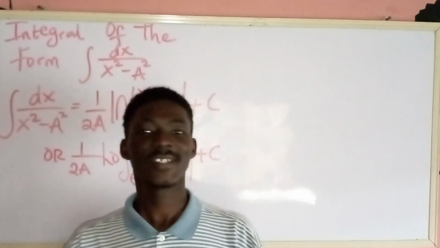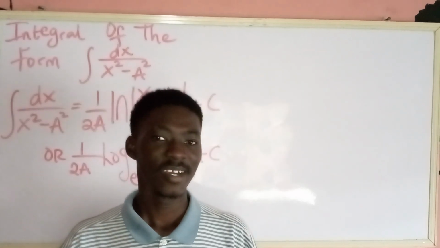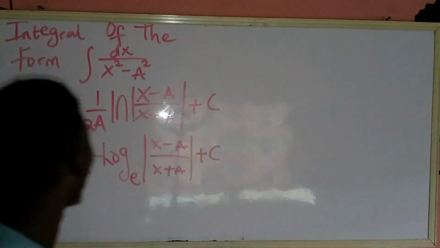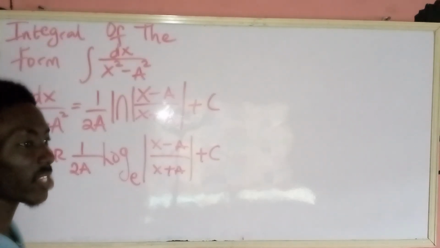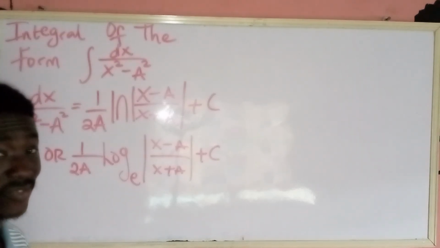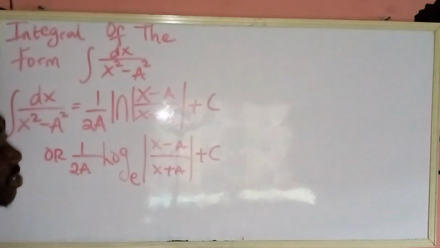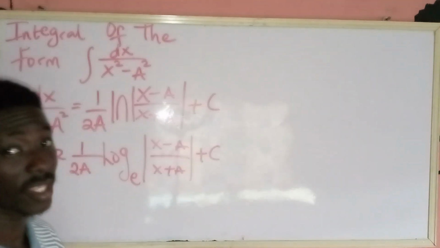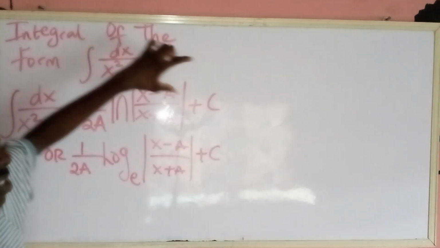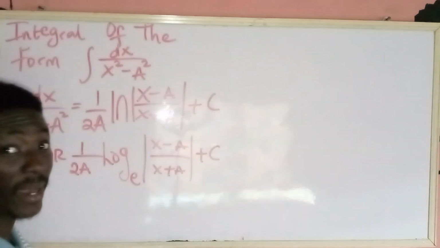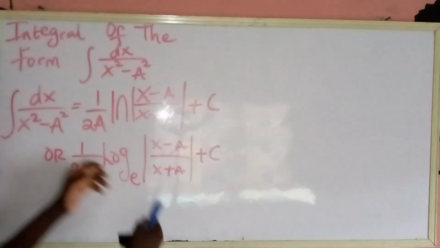Let's go to the next special integral, which is the integral of this form. I said in the last video we've done the integral of different special forms. I did the first one, which is x squared plus a squared. The next one I'll be dealing with is the integral of x squared minus a squared. That means whenever you have x squared minus a number squared.